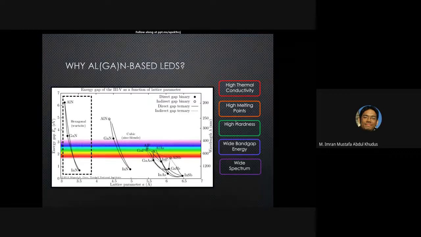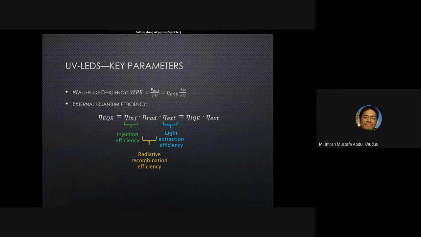So it has wide band gap, wide spectrum, and so on and so forth. So this is why we use it. Okay, so in terms of key parameters, this is fairly standard.